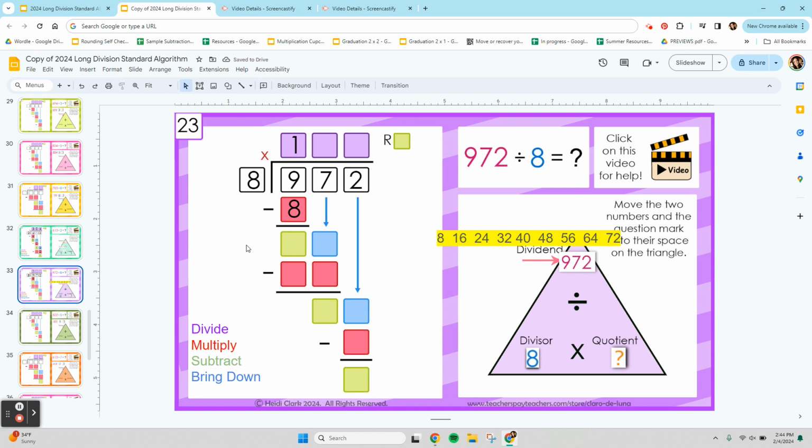Next step is to subtract. 9 minus 8 is 1, and then bring down the 7. I want you to think about what you're going to do next. Try the next step on your own.